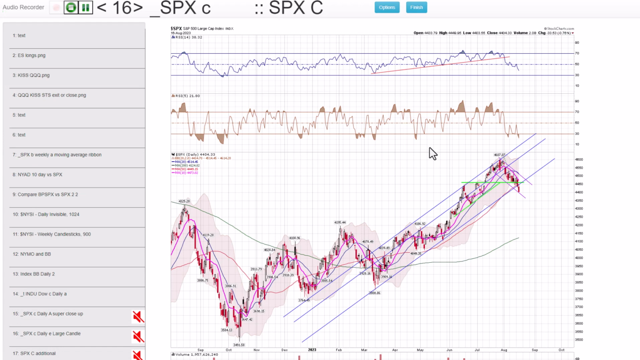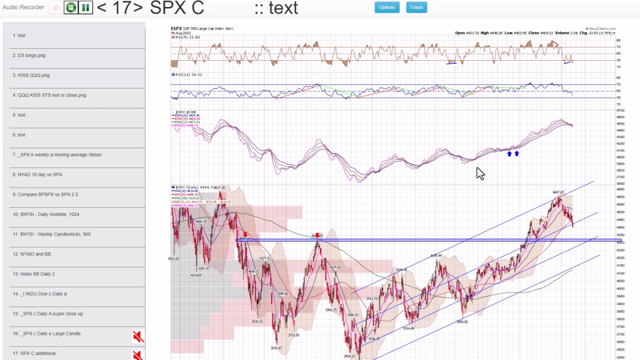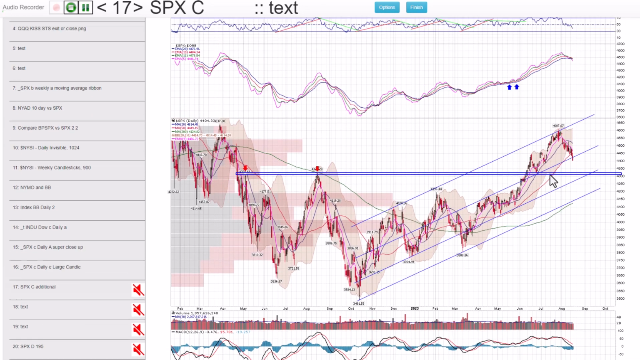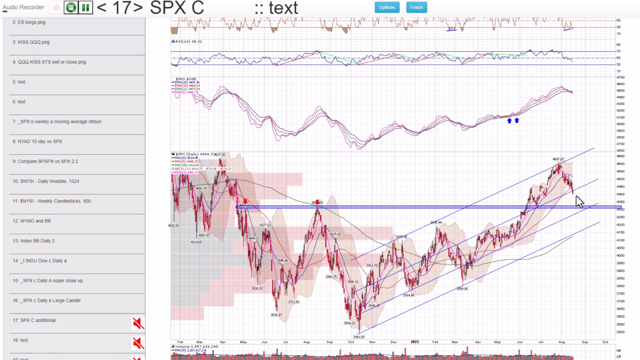Next. Chart number 16. Here's another daily view that I've been showing. This nice channel, which we stalled at the top of the channel. And we lost the uptrend channel yesterday, moving lower today. Next, chart number 17, here's the other daily S&P chart with the channel. We also lost this channel.